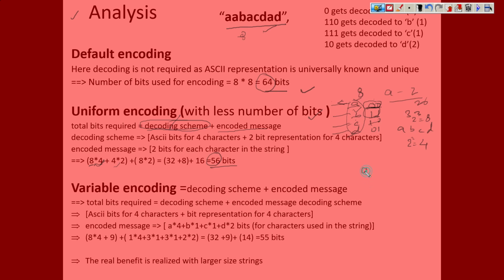What does it mean? It means that if I am saying A is assigned 0, then I cannot say B is 01, because in this representation, this 0 is a prefix of some other representation. So this is not fulfilling the prefix rule. So if I say A is 0, then B must be something which does not start with 0. Then only we say that the prefix rule is being followed.